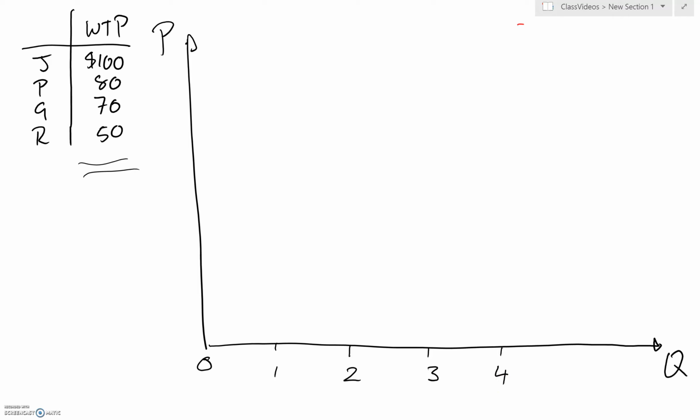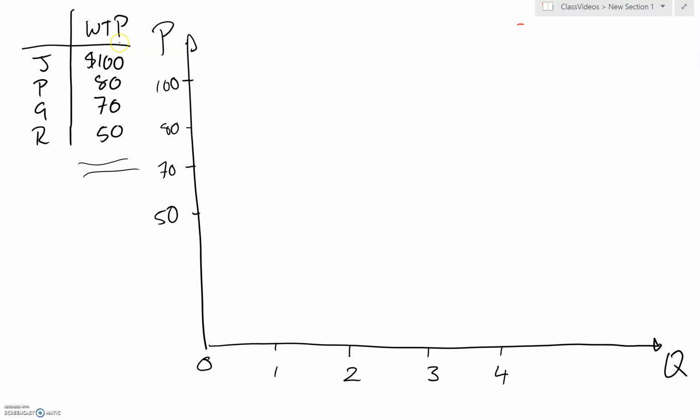The interesting prices where things are going to happen are going to be 100, 50, which I'm putting in here because that'll be halfway down, and then we've got 70, which is about here, and 80, which is about here. It's not entirely to scale, but it's not too bad either. Something interesting is going to happen at these prices and at these quantities. So let's see if we can work out the demand curve.